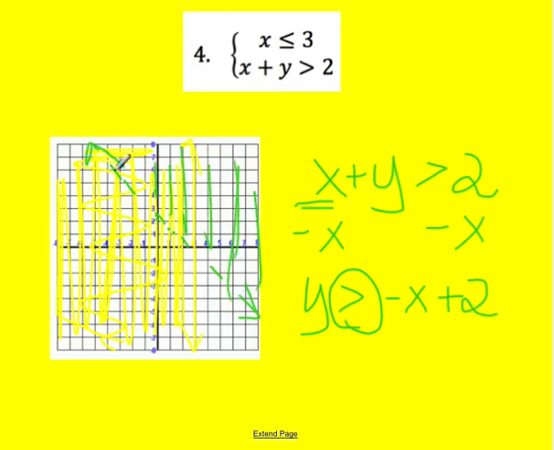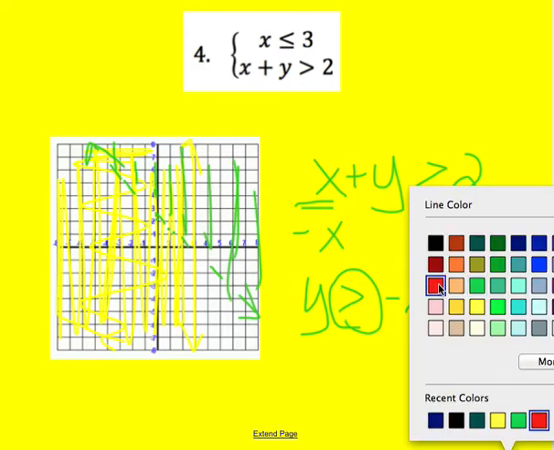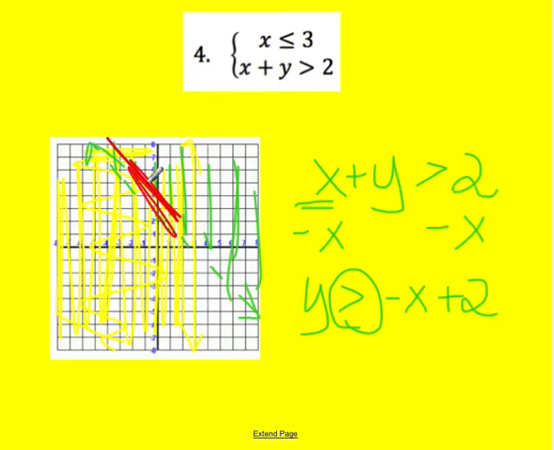And now I want to look at where they're overlapping. And they're overlapping right in this corner right here. So that's my solution for number 4, that corner that they're overlapping in.